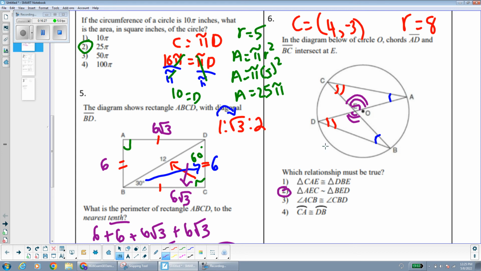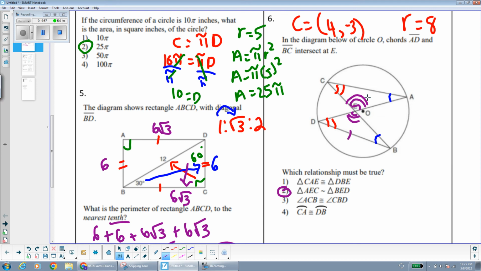For number 3, angle ACB congruent to angle CBD. Well, that's not true. We already marked that angle C is congruent to angle D and angle A is congruent to angle B. This one is not congruent to this one. We marked them with different colors with different markings. And arc CA congruent to arc DB. So I don't know that for sure.